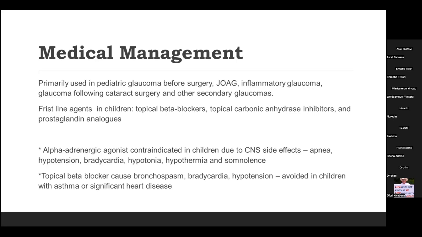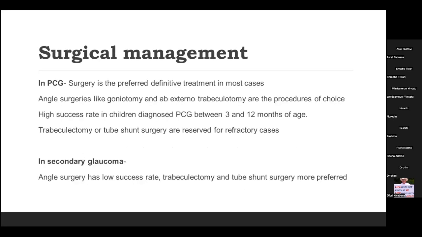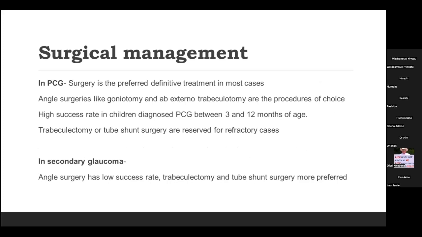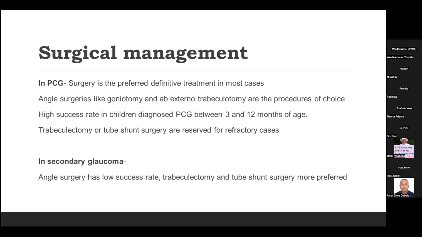In congenital glaucoma, surgery is the preferred definitive treatment. Angle surgeries like goniotomy, if we have a clear cornea, and ab externo trabeculotomy are the procedures of choice. There is a high success rate in children diagnosed between 3 to 12 months, and trabeculectomy surgery is reserved for refractory cases. In case of secondary glaucoma, angle surgery has low success, and we do trabeculectomy or a tube.